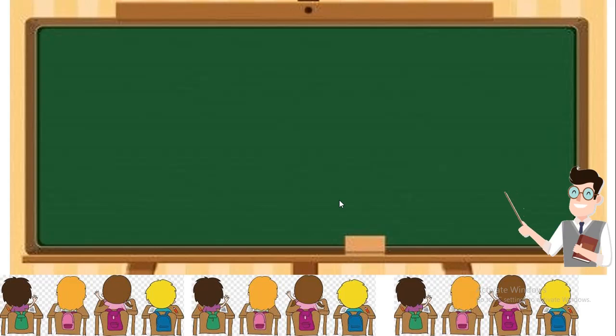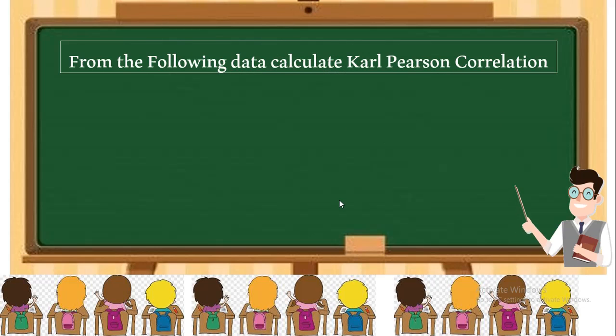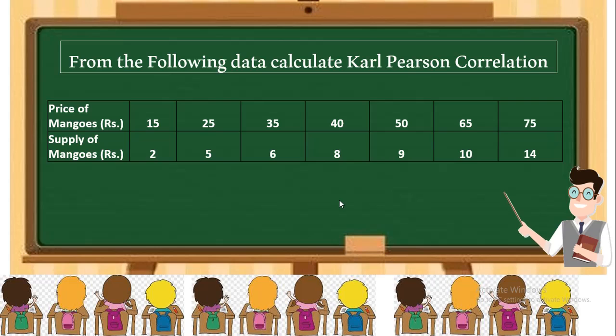So here is the first practical question. These are the data. Price of mangoes is given and, at the same time, supply of mangoes is given. Now if we apply the law of supply, when price rises, the supply of the product should also rise. So price rises from 15 to 25, 35, 40. Supply also rises from 2, 5, 6, 8 and so on. So now our job is to calculate correlation.